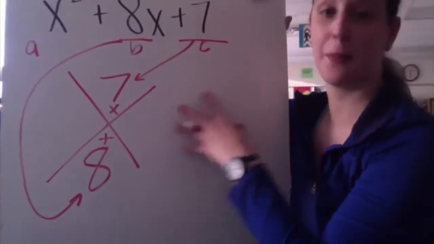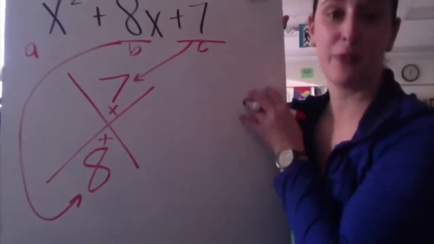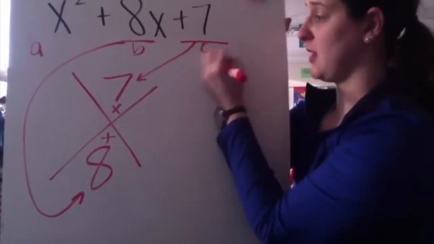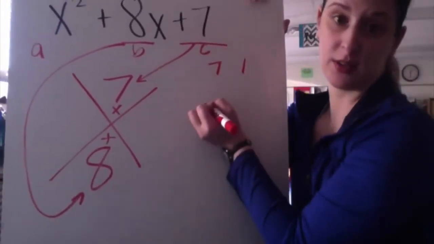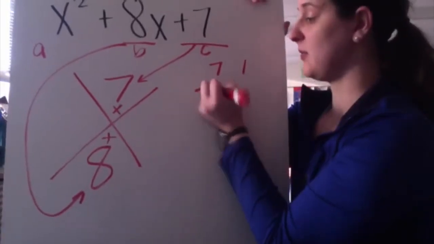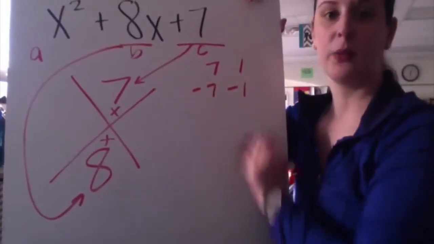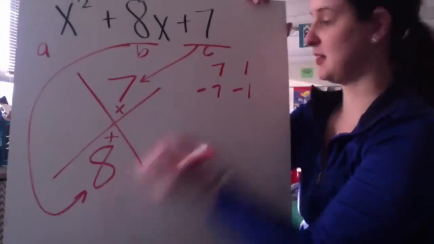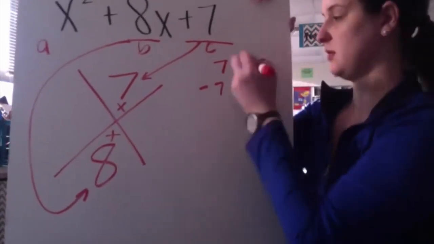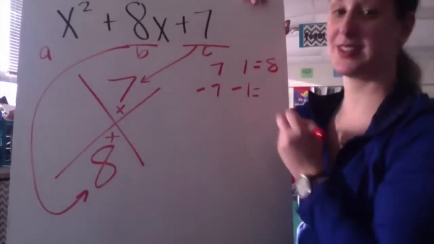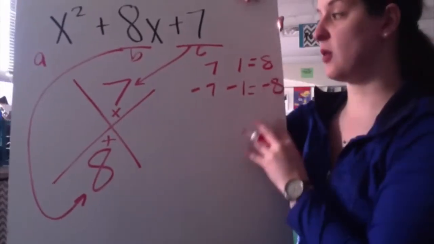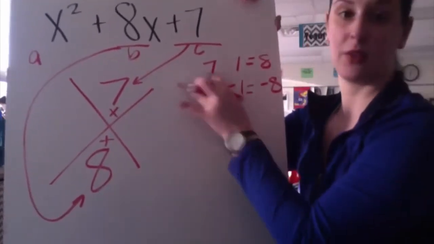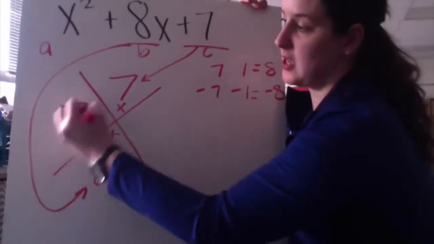In this case, I picked this one for a reason. We don't have many factors for 7. We have 7 and 1, 7 times 1, or negative 7 times negative 1. Now, when we add these together, they have to create 8. Now, 7 plus 1 is 8. Negative 7 plus negative 1 is negative 8. So our correct factors here are 7 and 1, which we're going to place right here.